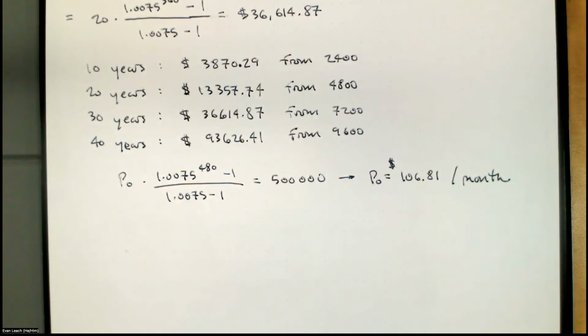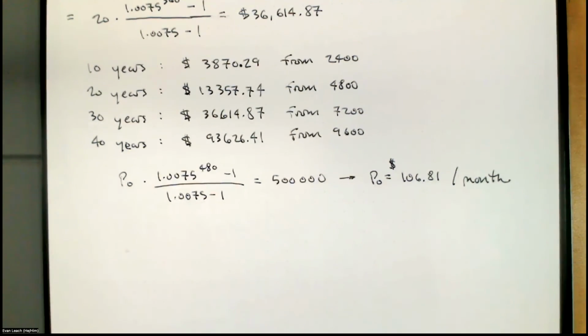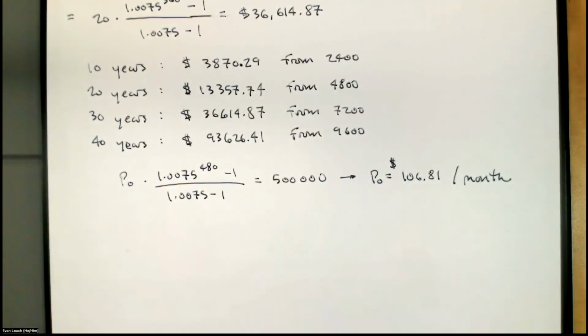All because of polynomials. Moreover, this is very adjustable. This 0.7, the 1.0075, that's easy to change. What if we expect a 12%? Then it's going to be 1.01. We can see how that would affect things.